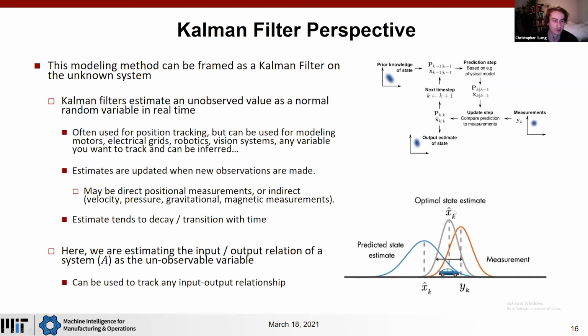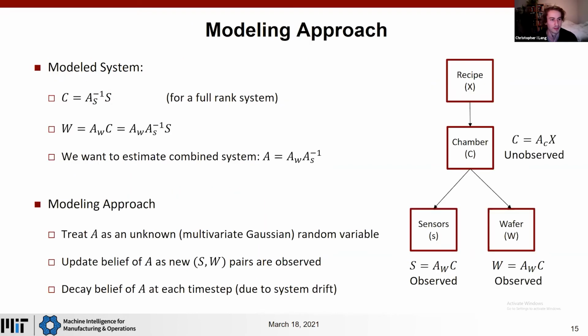However, here we're not modeling a single variable of interest. What we're trying to do is model this input-output relationship of the system A, and that's actually our unobservable variable. So it's a little bit different than what you would normally end up modeling, which is a single variable like the position or the pH of a system. We're trying to model this input-output relationship. Also, just a note, you could end up using this to track any input-output relationship. It's not specific to this setup here.